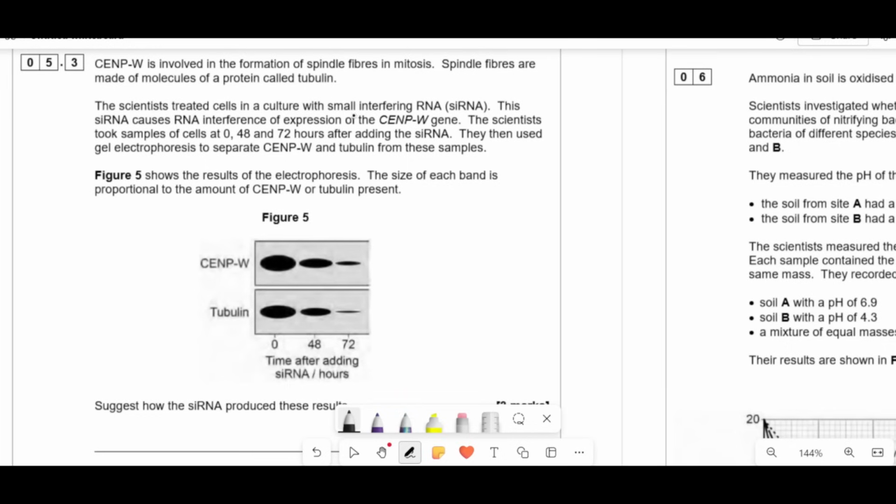The scientists treated the cells in a culture with small interfering RNA. This siRNA causes RNA interference of expression of the CENPW gene. They then took samples of cells at 0, 48, and 72 hours after adding this siRNA, and then they used gel electrophoresis to separate the CENPW and tubulin from these samples. So here's the results of the electrophoresis. The size of each band is proportional to the amount of tubulin present.